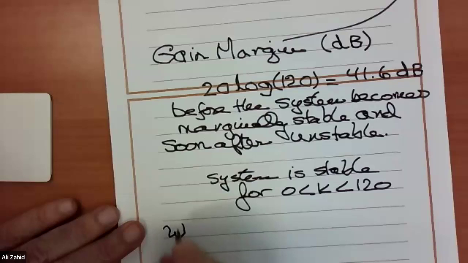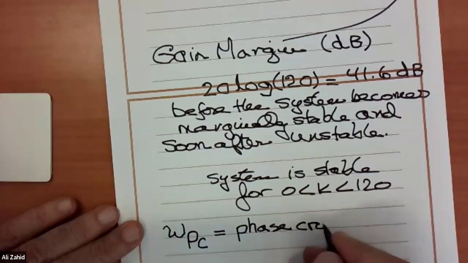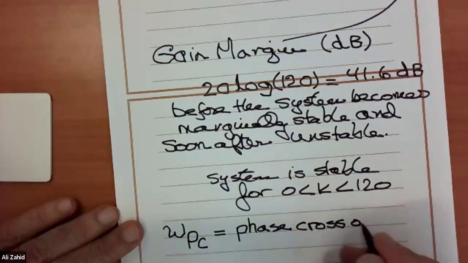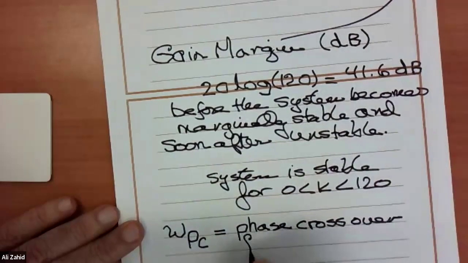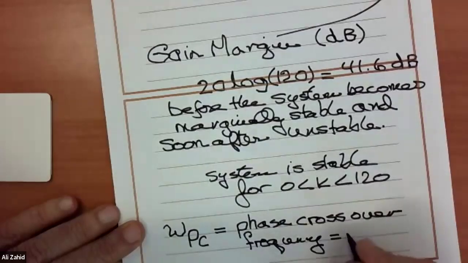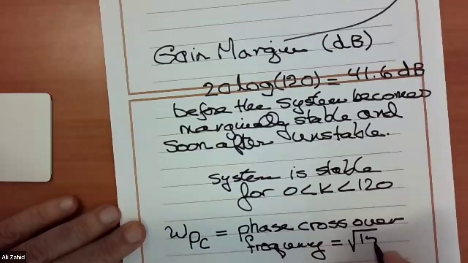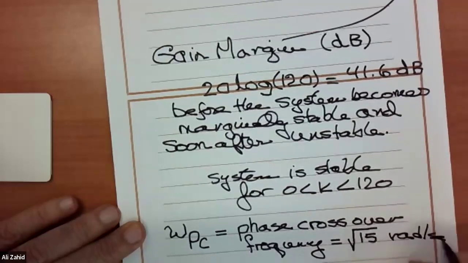Omega PC, which is called the what? The phase crossover frequency, is the square root of 15 radian per second.